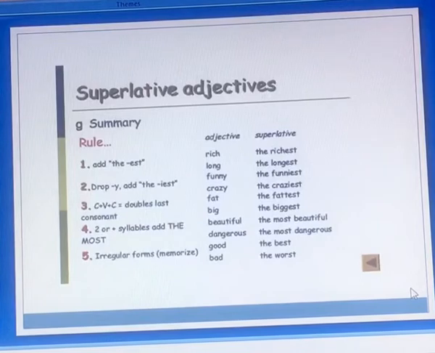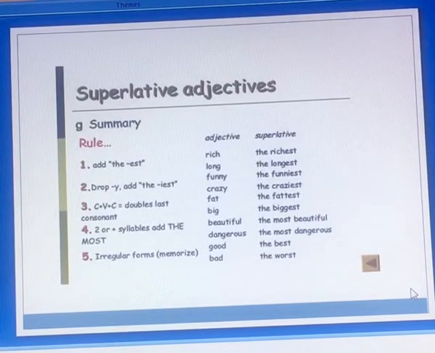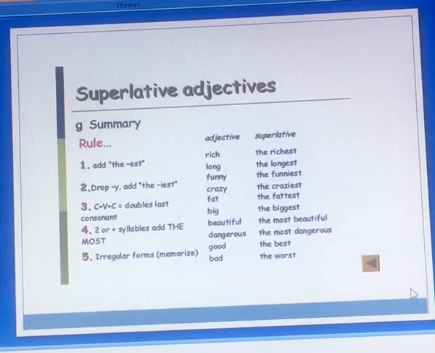Let's summarize superlative adjectives. So, rule number 1, we add est. Rich becomes the richest, long becomes the longest. Rule number 2, drop the y, add the and iest. Funny becomes the funniest, crazy becomes the craziest.